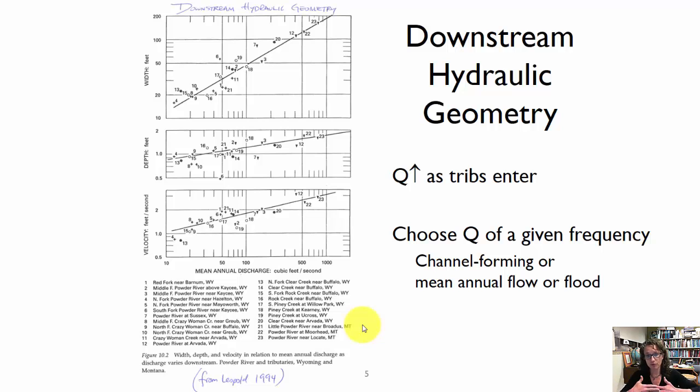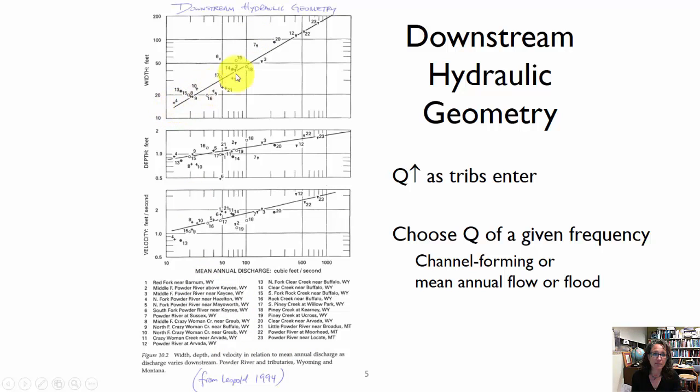Now downstream, so we're moving in the downstream direction, so discharge is increasing as we go down. We know discharge goes up as tributaries enter. We choose the same Q that we're going to use in all of our stations. And in this case, it's mean annual discharge, so mean annual flow. And this is using rivers in the Powder River Basin in Wyoming and Montana and tributaries to the Powder River.